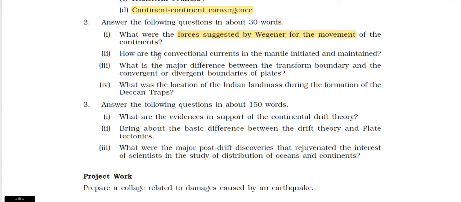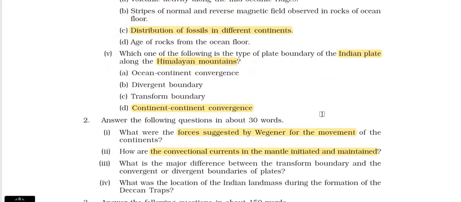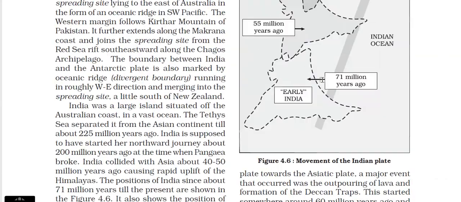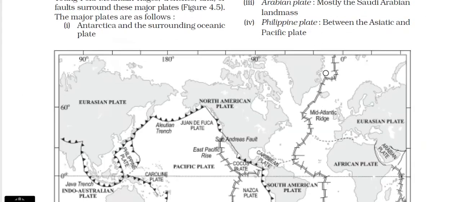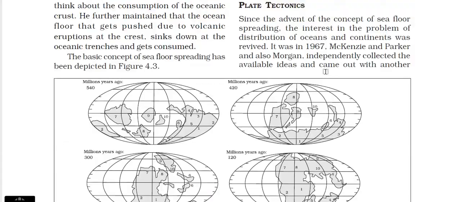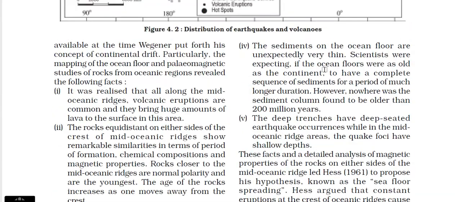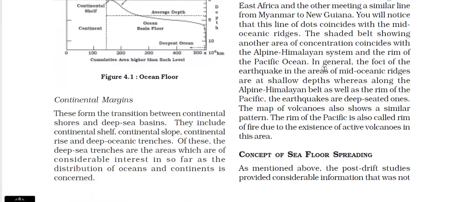Second, how are the convectional currents in the mantle initiated and maintained? So this is important. How are the convectional currents in the mantle initiated and maintained? You will find the answer in 1930, when Arthur Holmes gave the theory of convectional current. So what is the theory?